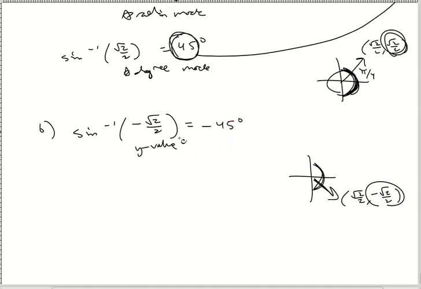If you want to go back and use your calculator, you'll get a negative 45, and there you go. But they're not going to want the degrees. They're going to want the radians, and that's your answer. Basically the same as last time, but just put a negative on there.